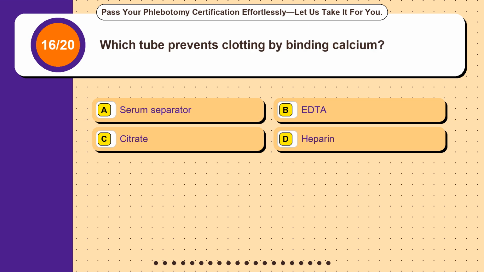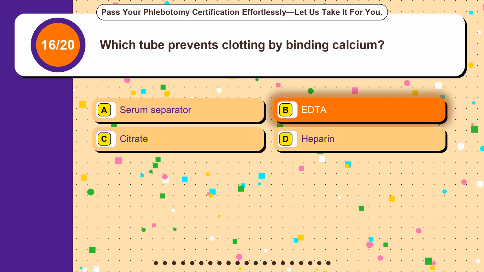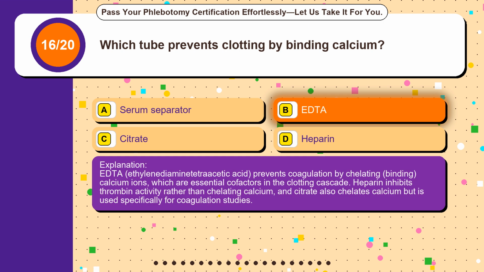Question 16. Which tube prevents clotting by binding calcium? Option A, serum separator. Option B, EDTA. Option C, citrate. Option D, heparin. The correct answer is option B, EDTA. EDTA, ethylenediaminetetraacetic acid, prevents coagulation by chelating, binding, calcium ions, which are essential cofactors in the clotting cascade. Heparin inhibits thrombin activity rather than chelating calcium, and citrate also chelates calcium but is used specifically for coagulation studies.